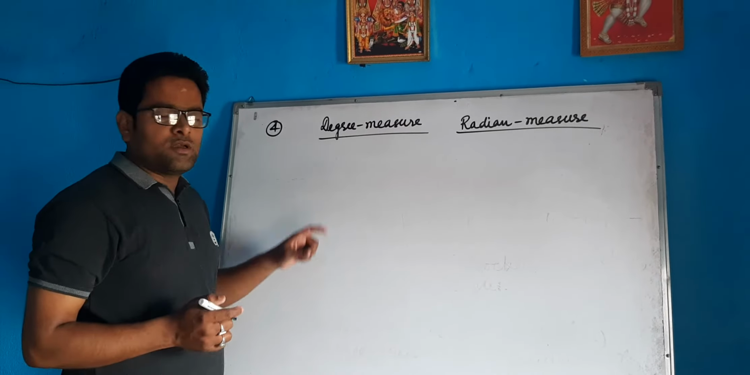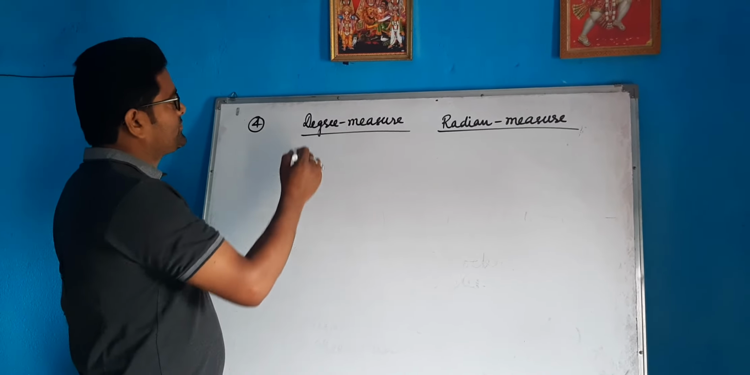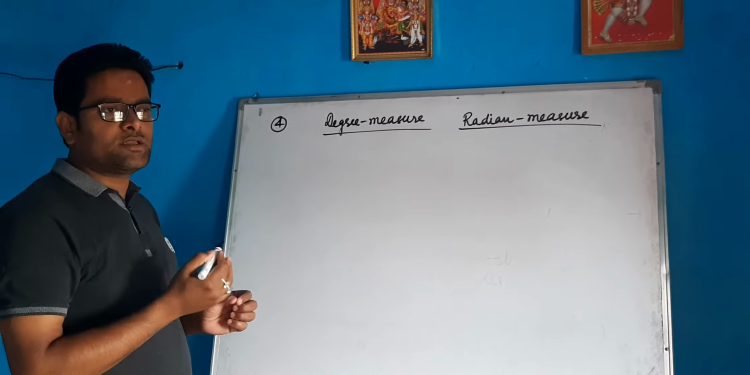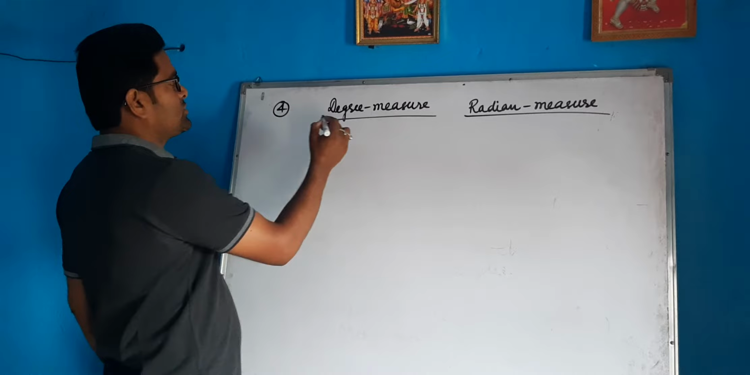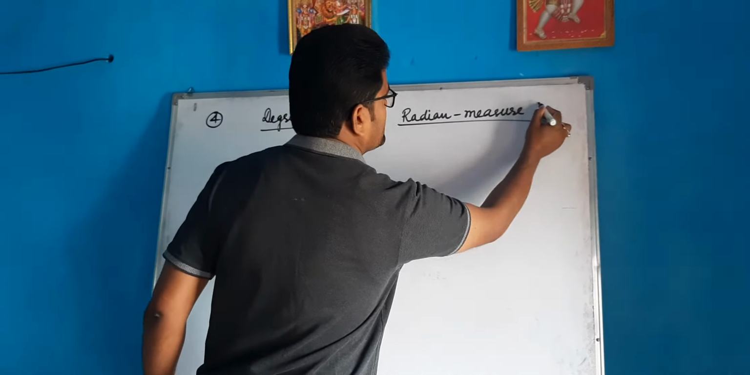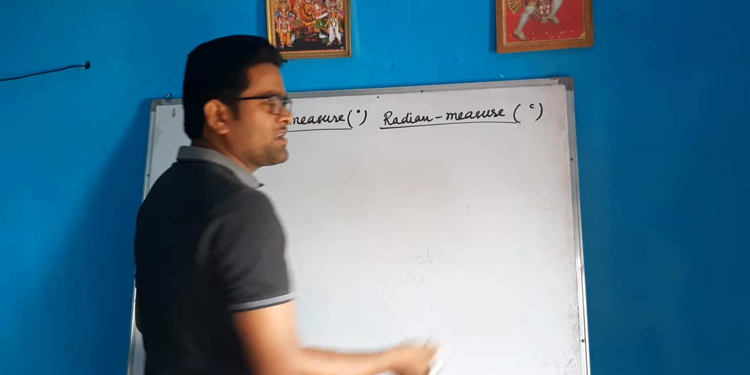Now see, degree measure and radian measure. In degree measure, we measure the angle in degrees. The degree symbol is denoted in this way. A radian measure is denoted by a superscript c in this way, or simply we write radians.